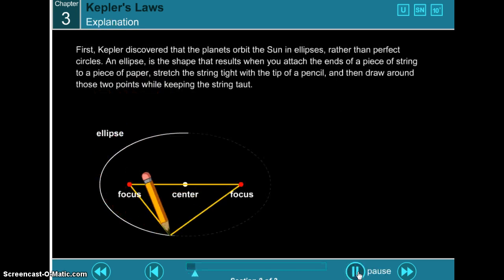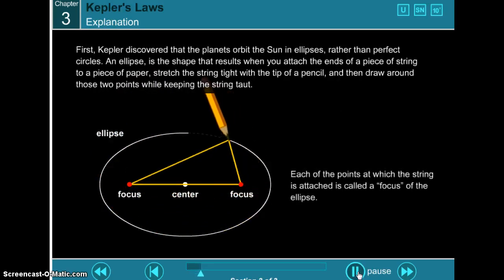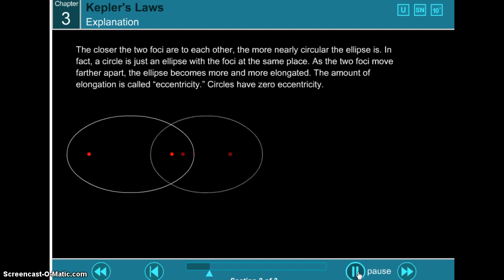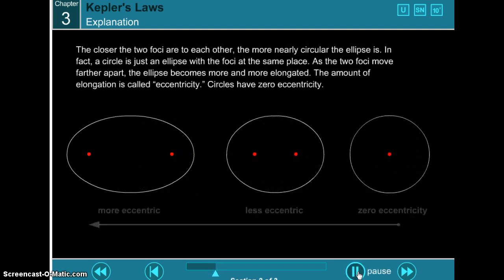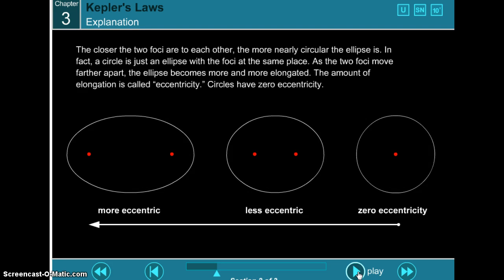First, Kepler discovered the planets orbit the sun in ellipses rather than perfect circles. An ellipse is a shape that results when you attach the ends of a piece of string to a piece of paper, stretch the string tight with the tip of a pencil, and then draw around those points while keeping the string taut. Each of the points at which the string is attached is called a focus of the ellipse. The closer the two foci are together, the more nearly circular the ellipse is. In fact, a circle is an ellipse where the foci are in the same place. As the two foci move further apart, the ellipse becomes more and more elongated.